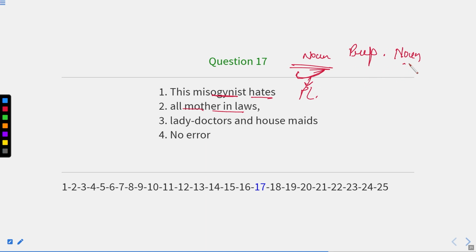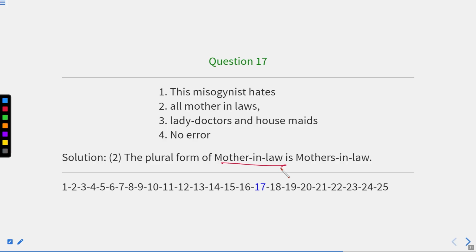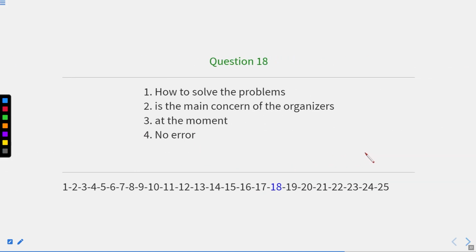But if the nouns are different and they are connected with the preposition, we can only change the first one into plural. Okay. So here mother-in-laws, the plural form of mother-in-law is mothers-in-law. So this mother-in-laws is incorrect and it should be replaced with mothers-in-law. Okay. Now let us move to the question number 18.